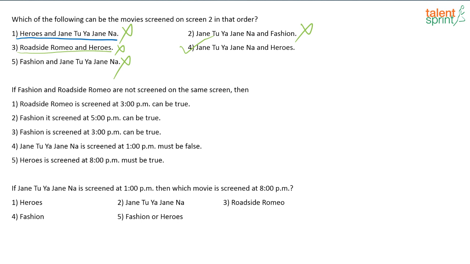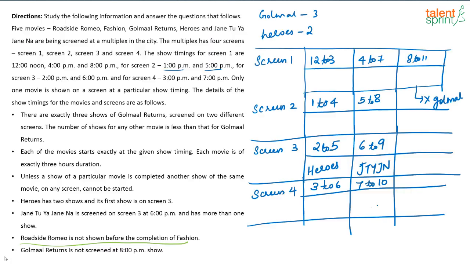Okay, next one. If Fashion and Roadside Romeo are not screened on the same screen, then which of the following can be true? Again let us look at the first option. Roadside Romeo is screened at 3 p.m. can be true. So if I am screening Roadside Romeo at 3 p.m., this has to be Roadside Romeo. So Fashion has to be screened before that. So I can keep Fashion only here, right?